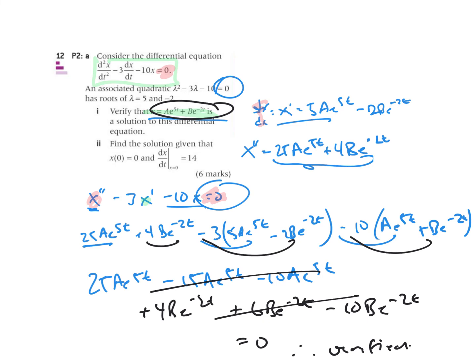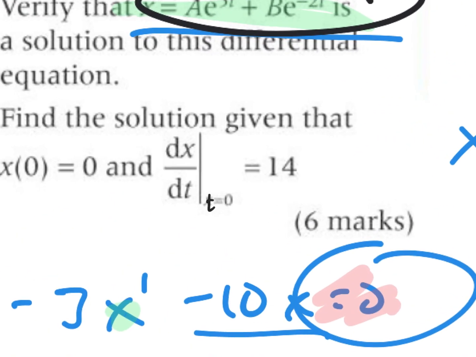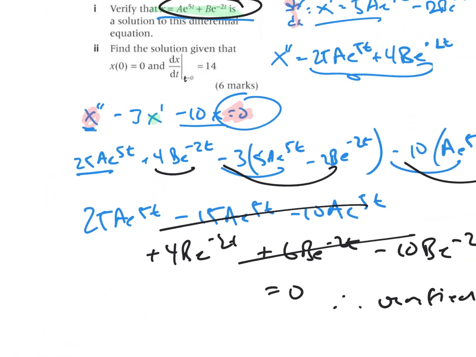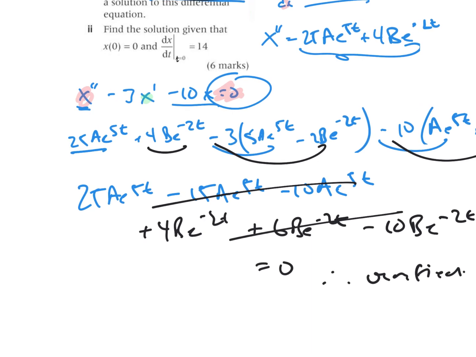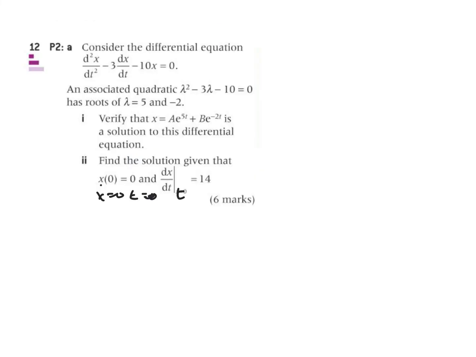Moving on to the next part. There is a typo in the question. This should be t is equal to 0. So given this, find the solution for when this is true. This means when t equals 0, x is equal to 0. So if I go to this equation here, I know that if t is 0, I get 0 is equal to ae to the power 0, which is 1, plus b.